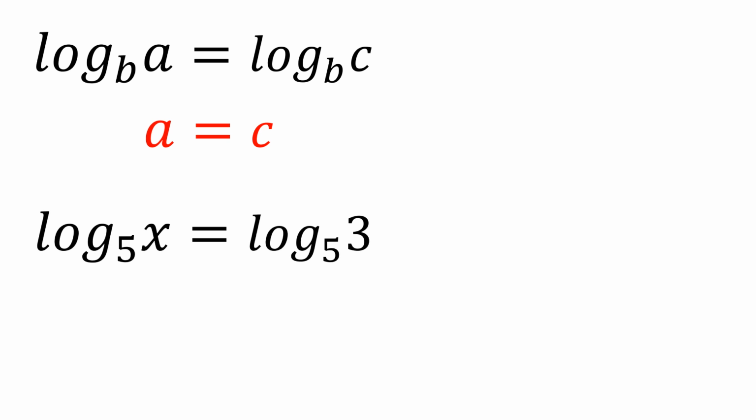For example, if we have log of x to the base 5 equals log of 3 to the base 5, since they have the same base, you can equate the two arguments: x equals 3. So you can use this property in solving equations that involve logarithms.